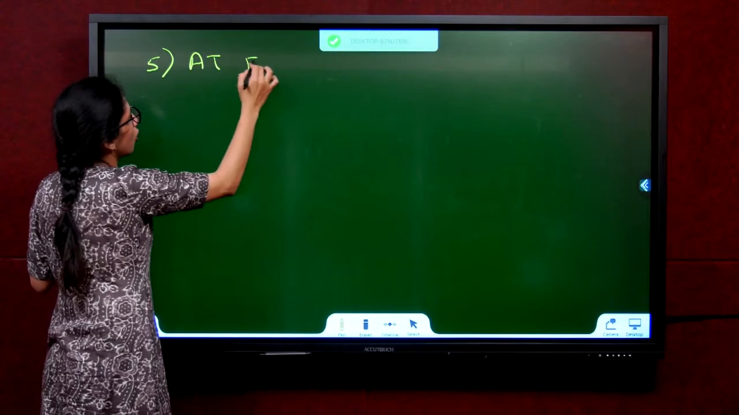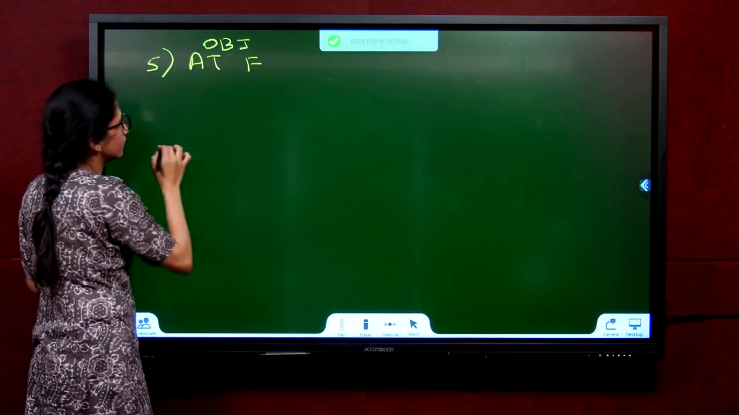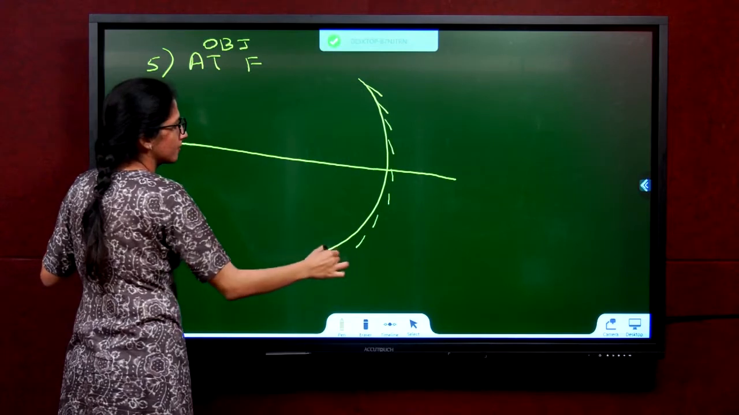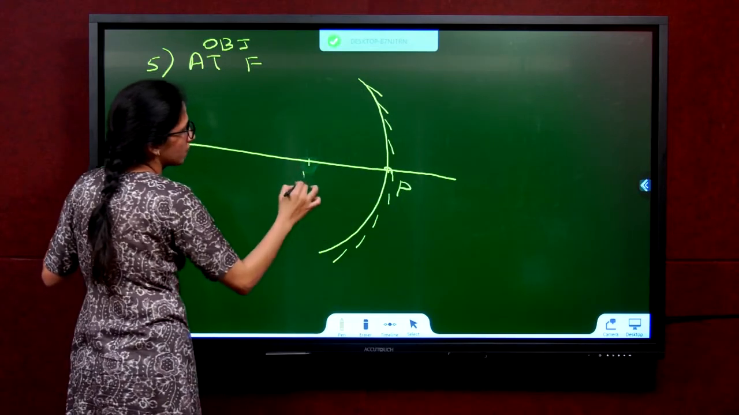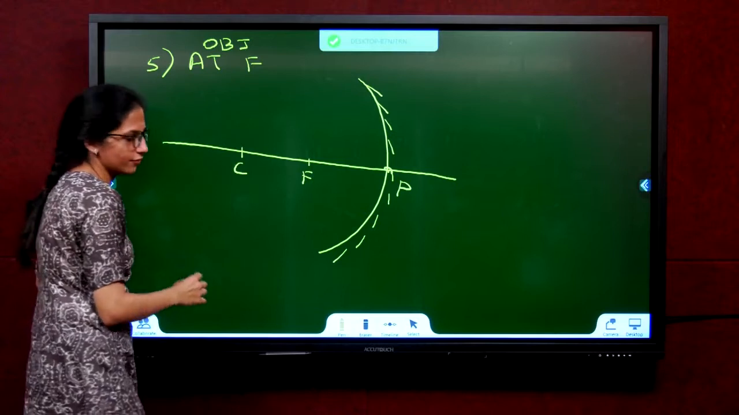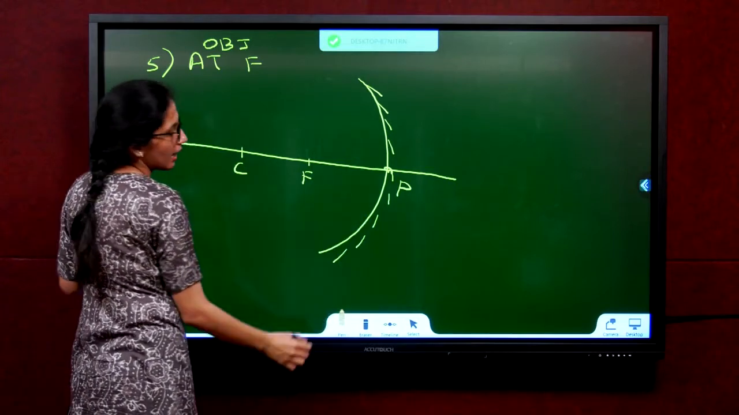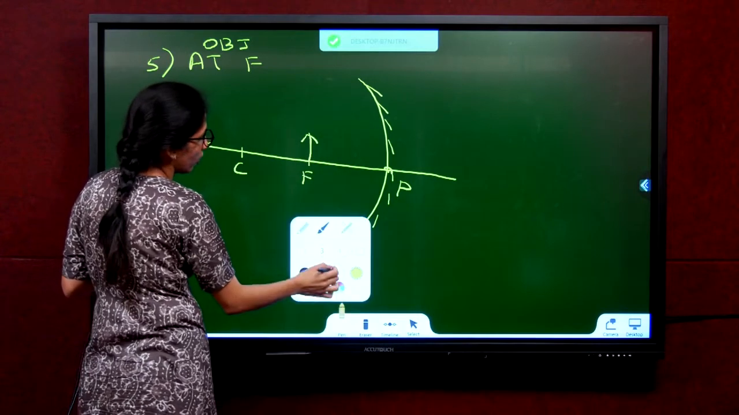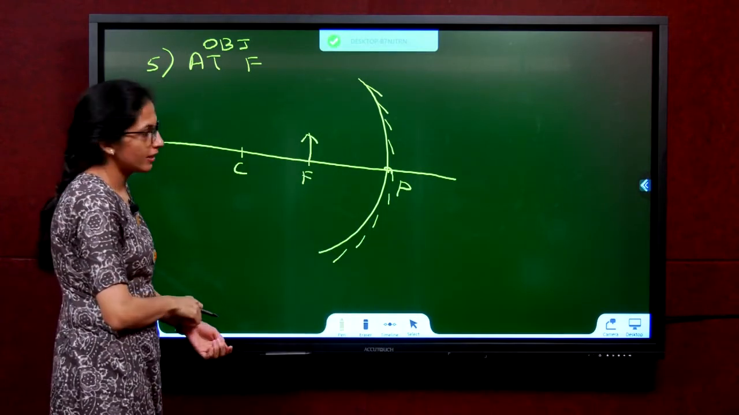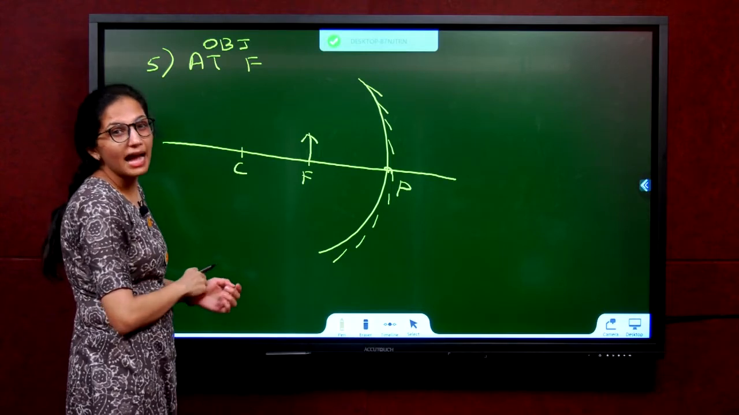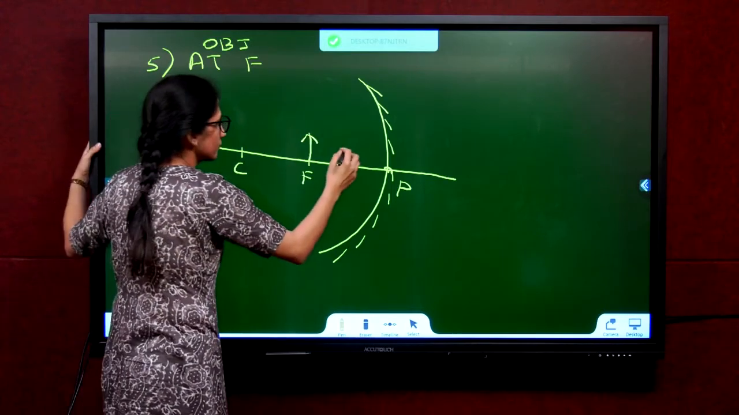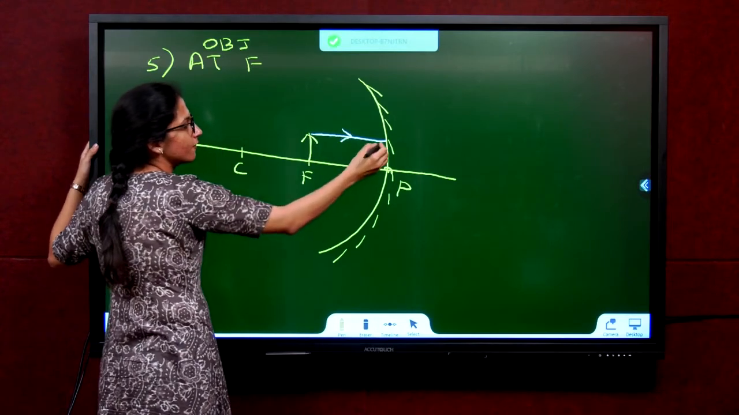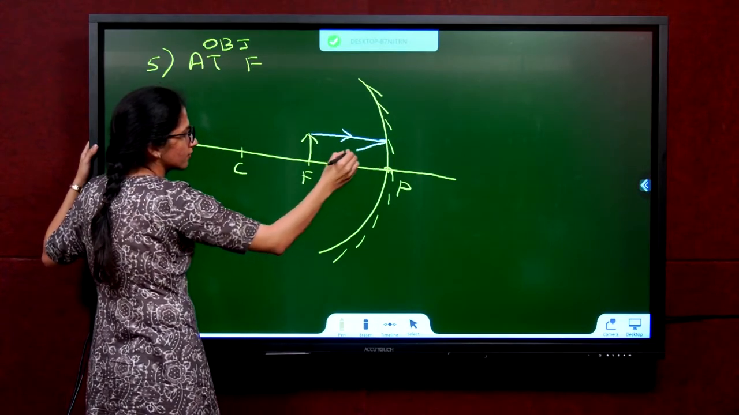At F. Object is at F. So draw your axis, draw your spherical mirror, mark the pole, mark the focus, mark the center of curvature. At F, draw your object. So now I have kept the object at F. If I keep the object at F, first ray parallel to the principal axis, after reflection passes through the focus.